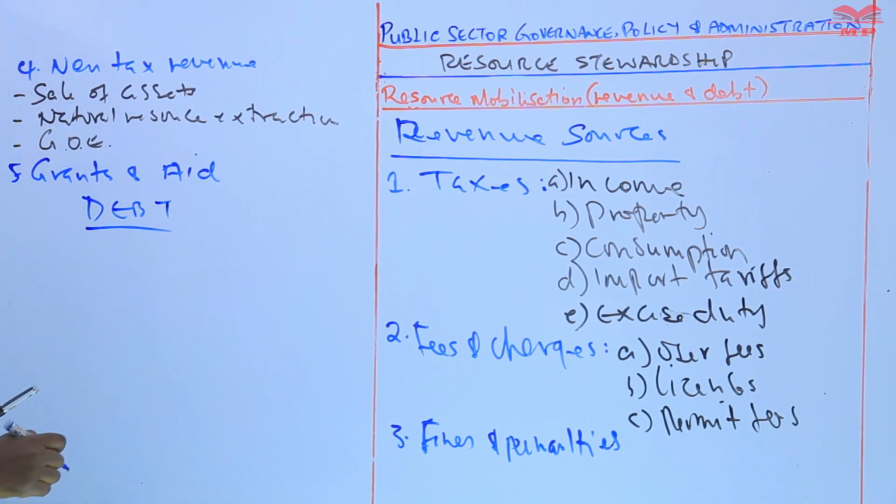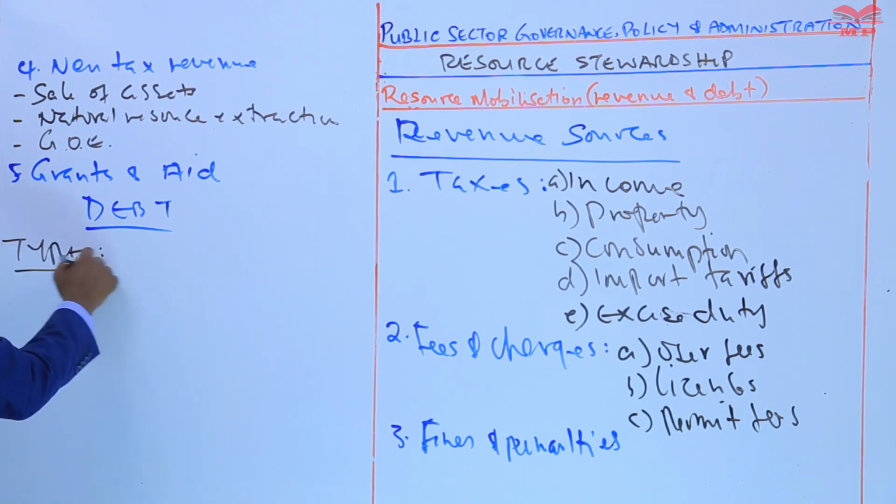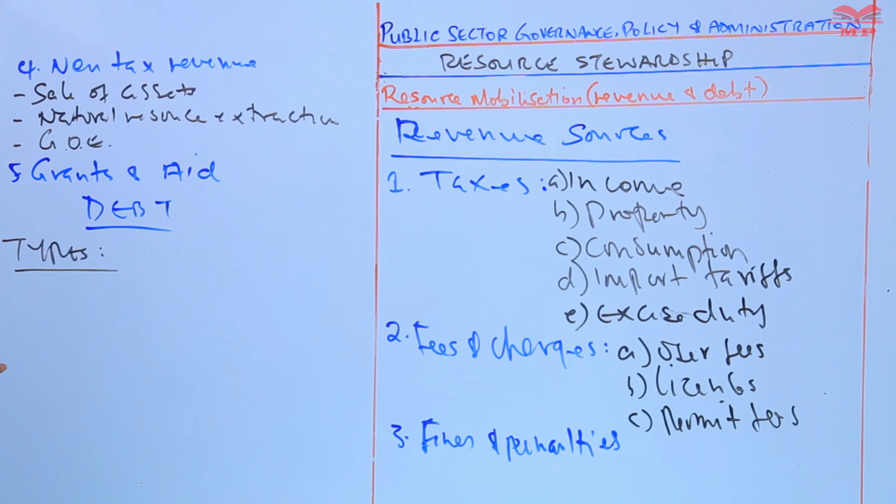Debt. Now, debt is another means of resource mobilization. It involves borrowing money from domestic or international lenders and repaying it with interest over time. And debt financing can be useful for funding large-scale investments such as infrastructure, social programs, and so on. And there are two main types of debt. One is domestic debt.